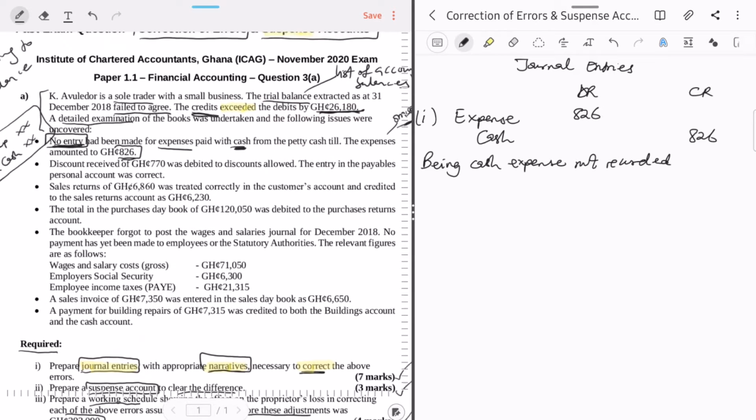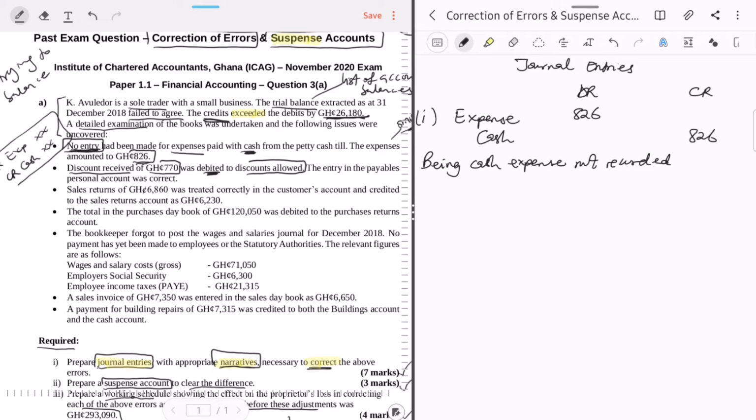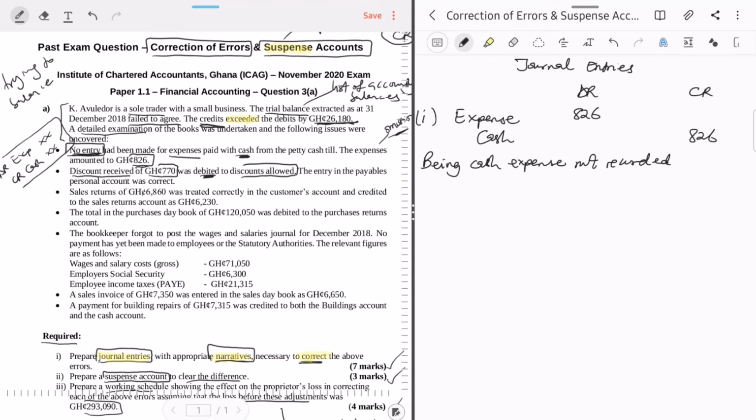The next thing we have here is they are saying discount received of 770 was debited to discount allowed. The entry in the payables personal account was correct. Now let's come back to first principles. Discount received, what is it? Discount allowed, what is it? Would you agree with me that discount received is clearly an income account, or an income item, whereas discount allowed is an expense item or an expense account.